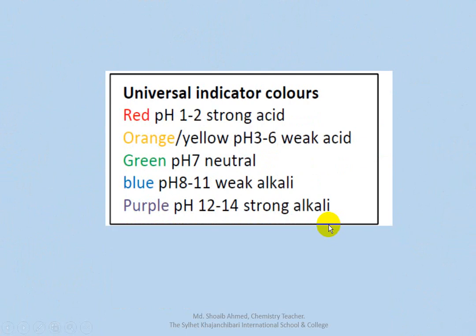Okay, universal indicator colors. Red is pH 1 to 2, a strong acid. Orange and yellow are pH 3 to 6, a weak acid. Green is pH 7, neutral. Blue is pH 8 to 11, a weak alkali, and purple is pH 12 to 14, a strong alkali.